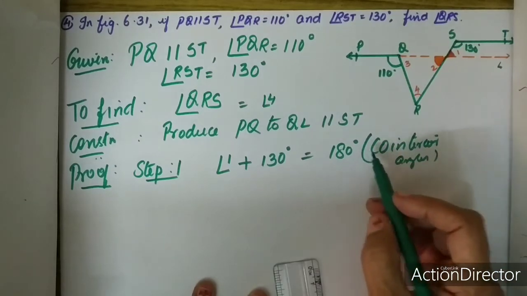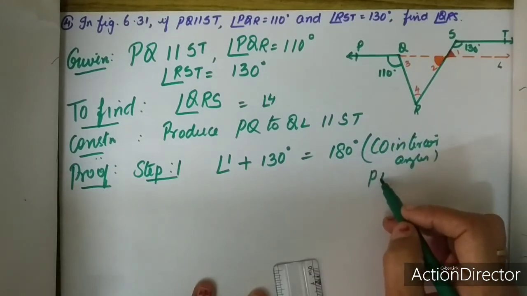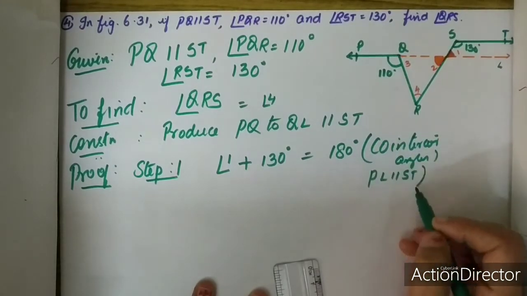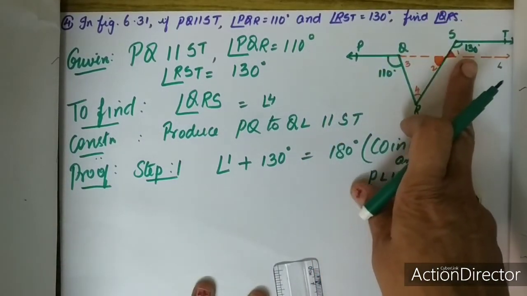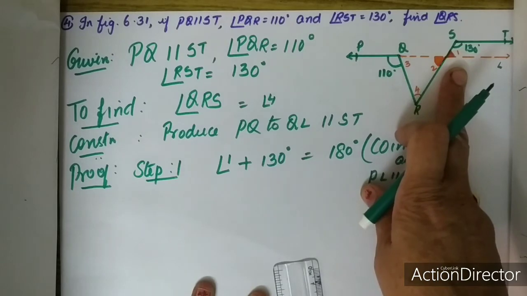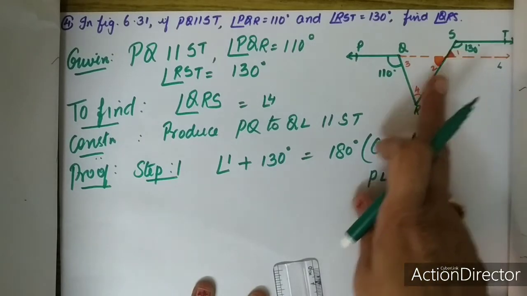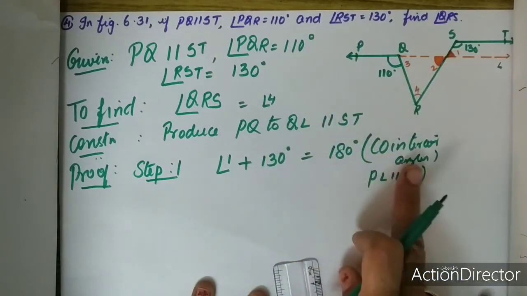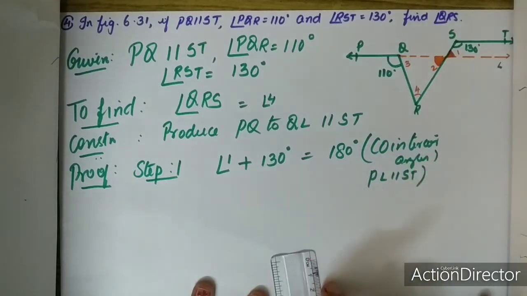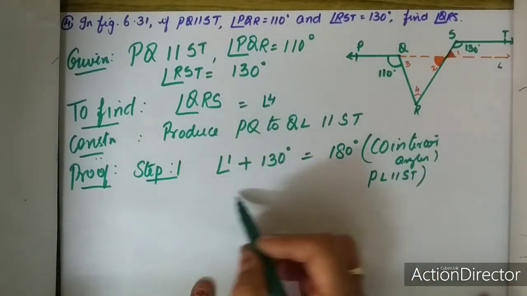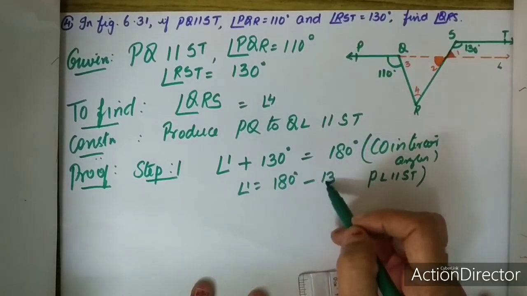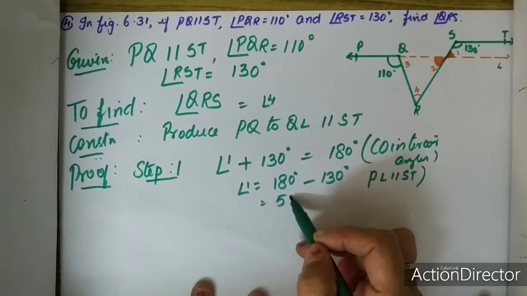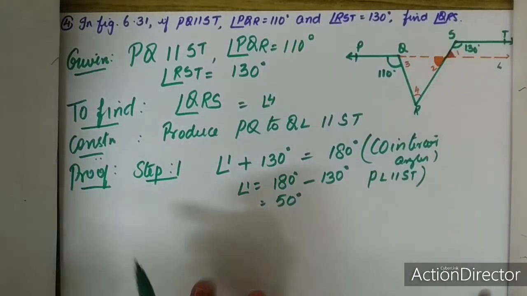Also you are going to write PL is parallel to ST. Since PL is parallel to ST, we have produced by construction angle 130 degree plus angle 1 will be equal to 180 degree because they are co-interior angles. This is step 1. So angle 1 will be equal to 180 degree minus 130 degree, which is equal to 50 degree. Now coming to step 2.